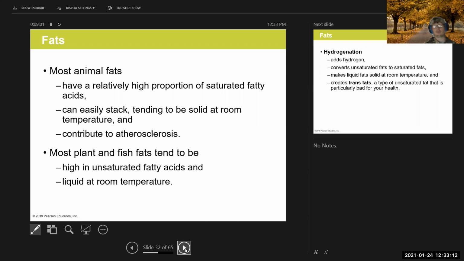And again, they easily stack, being solid at room temperature, and that solid fat can build up in your blood vessels and lead to blockage in our arteries, and can lead to atherosclerosis, which can lead to heart disease. Most oils that are found in fishes and plants are unsaturated fats, and those are liquid at room temperature and tend to be much better for your body in terms of dietary fats.